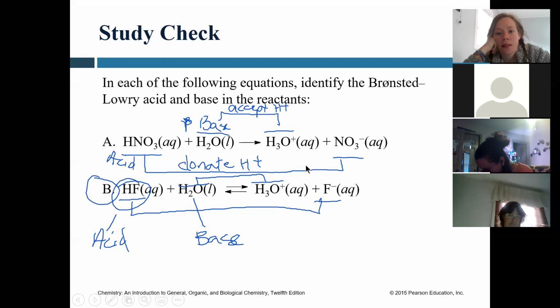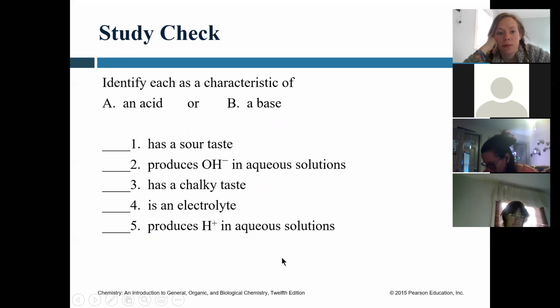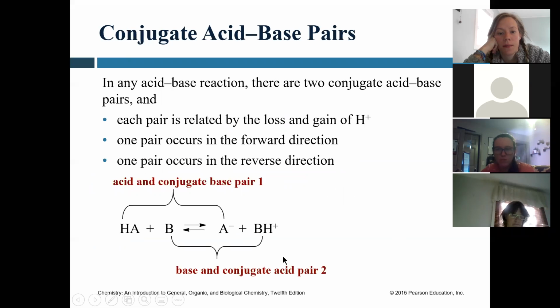Now these guys over here have a name as well. The products that are related to the reactants, those have a name and they're conjugate acid base pairs. So let's move forward there. All right, so we have these conjugate acid base pairs.